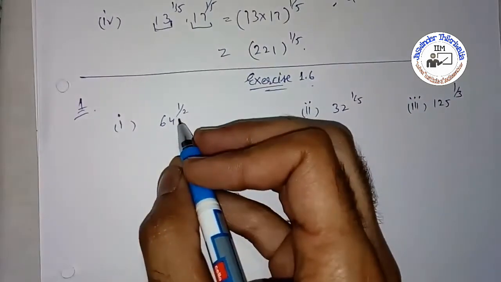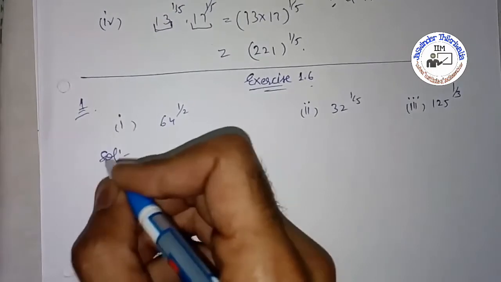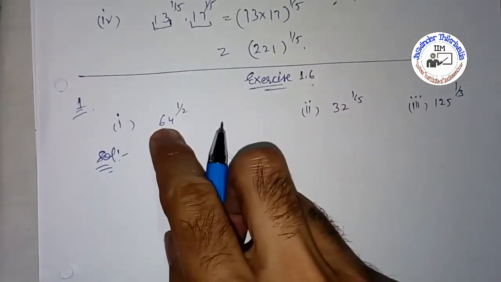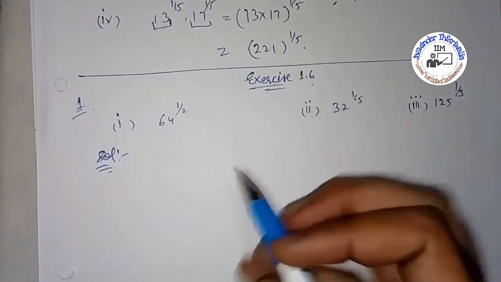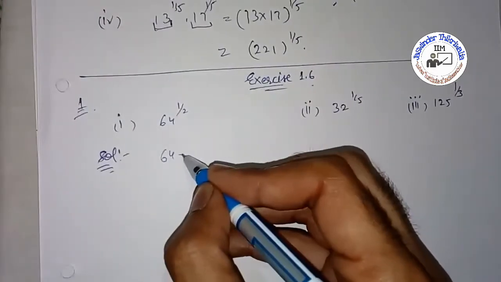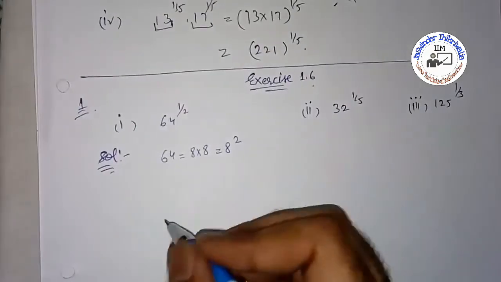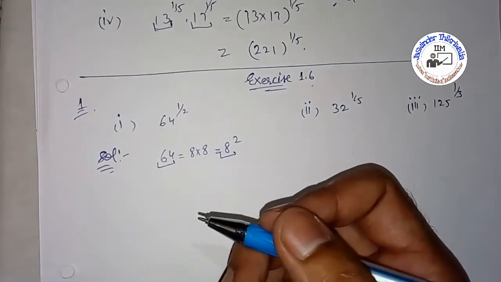Clear? So now how can we write this 64? First of all, beta, you have to express this as a power of some number, and that power should be 2. Okay, how will we do this? 64 we can write as 8 into 8, so it means 8 to the power 2. So in place of 64 you can write 8 to the power 2.